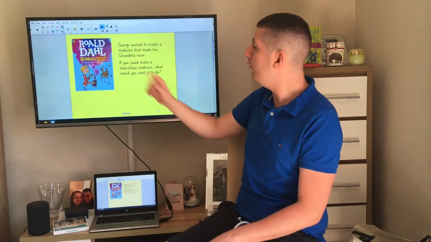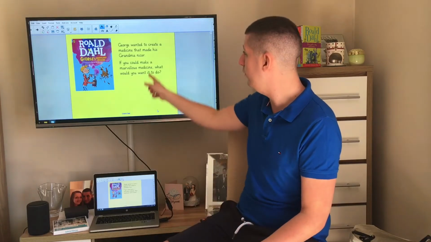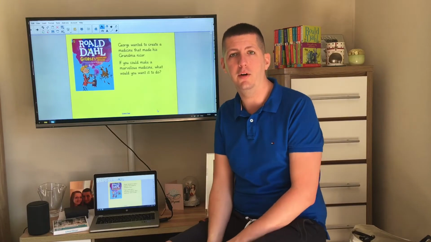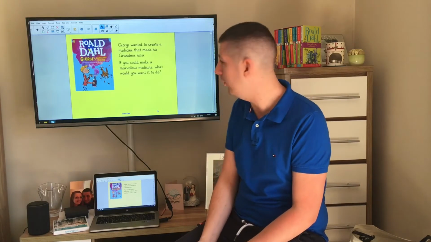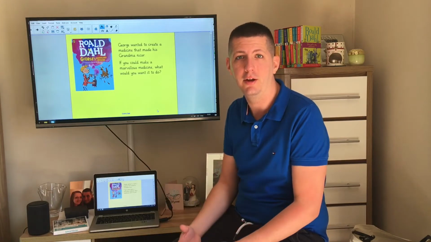So, we've already had a look at George's Marvellous Medicines, and in that book, he was creating a medicine which would hopefully make his grandma nicer. Now, if you could make your own marvellous medicine, what would you want it to do? It could do absolutely anything, because it's your imagination.